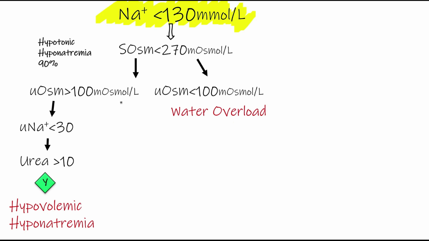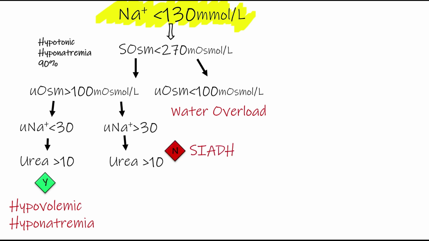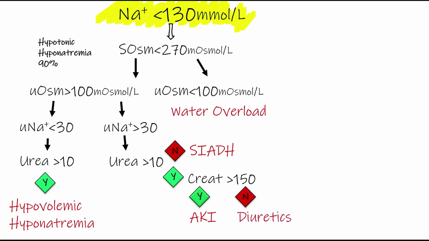If the urinary sodium is more than 30 millimoles per liter, then we need to look at the urea. We ask ourselves, is the urea greater than 10 millimoles per liter? If it's not, then we likely have the syndrome of antidiuresis. If it is greater than 10 millimoles per liter, we need to look at the creatinine. If the creatinine is raised, for example, more than 150 millimoles per liter, then it's likely that the patient has acute kidney injury. If the urea is high but the creatinine is relatively normal, then it's likely that the problem is diuretics. Now, let's review this tutorial.